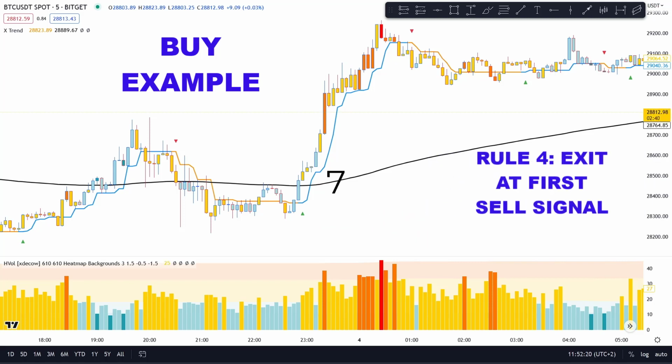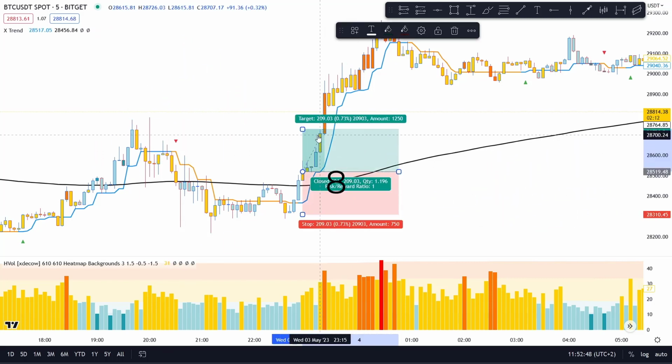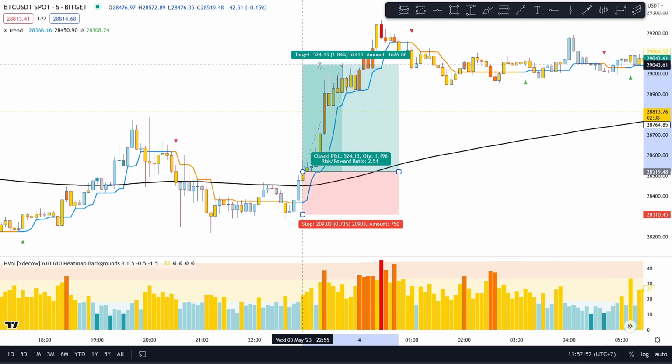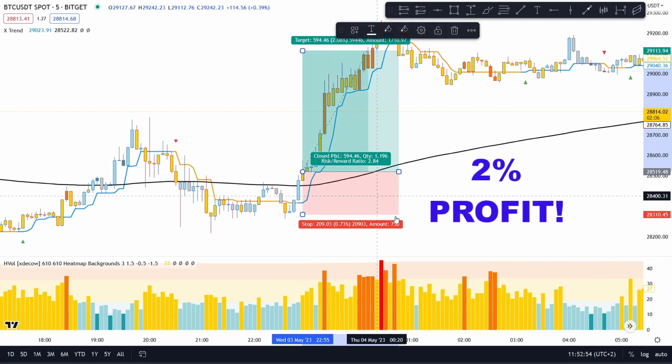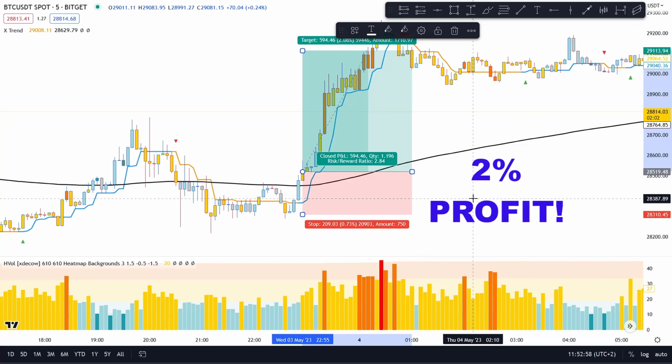Rule 4. We exit the market whenever a red triangle or sell signal appears. While it's true that we may miss out on some profits by following these rules, it's important to remain disciplined and follow the rules consistently to maximize gains. In the example we're using, we made a very nice gain by executing our buy trade and made a profit of over 2%. This goes to show just how effective this trading strategy can be.